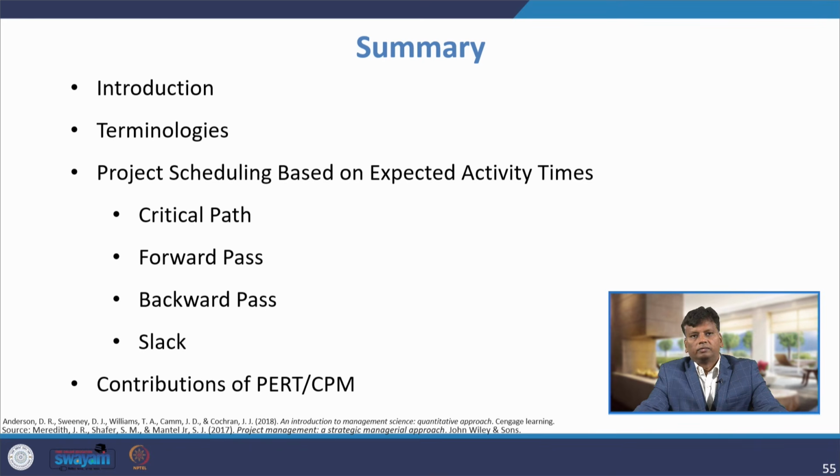Dear students, in this lecture I have talked about the introduction to scheduling and I have explained various terminologies. Then I have explained how to construct a network, then how to find the critical path. There I have discussed two important rules, forward pass and backward pass. Then I have explained the physical meaning of slack. Then I have explained the possible questions that can be answered by using this critical path network.